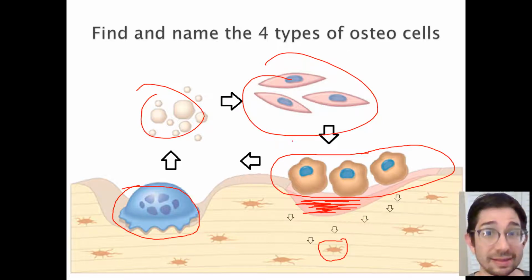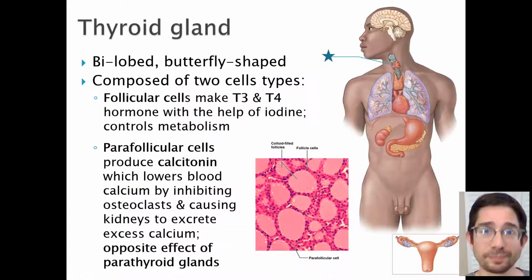So the question is, who signals to these bone cells what to do? Thyroid gland for one. The thyroid gland is near the thyroid cartilage, aka the Adam's apple, right? And so it's near there. It's bilobed and kind of butterfly shaped. You can somewhat see it here, and you'll see it in other images of the thyroid gland. It has two types of cells there.